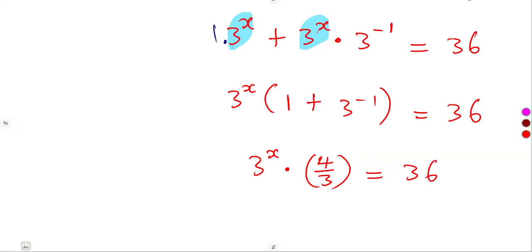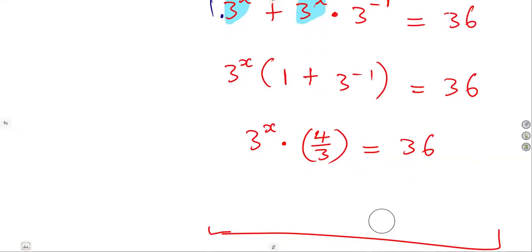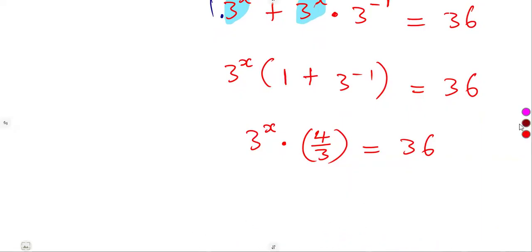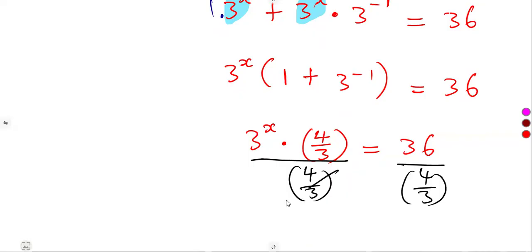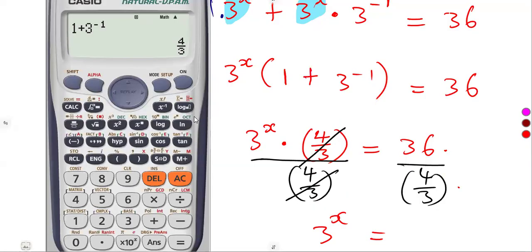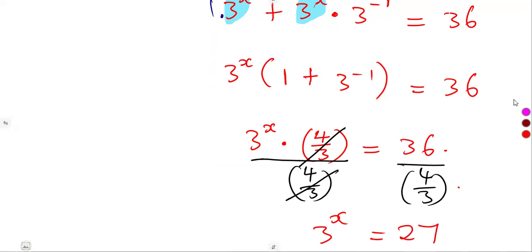Remember, this is a product. So how can we get rid of the 4 over 3? We can simply divide by that 4 over 3 on both sides, so that this can cancel, and you remain with what? 3 to the exponent of x equal to 36 divided by this one. Like I said, this is not a test for fractions. It's a test on solving equations. So simply use your calculator. 36 divided by the answer that I got before. It's going to give us what? A 27. So this is it.